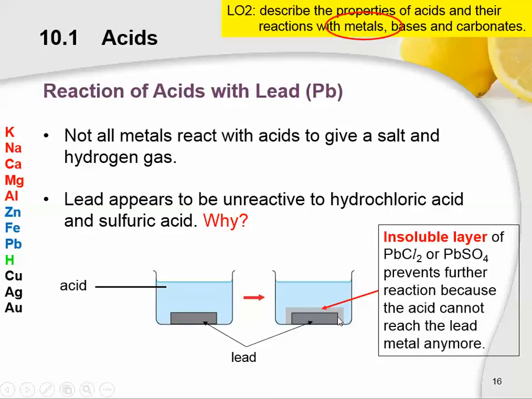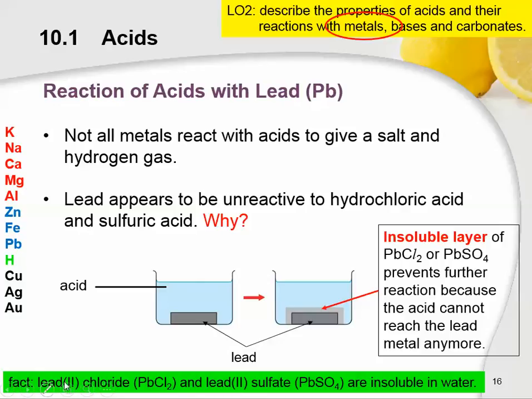And it is this insoluble layer of salt that is produced, preventing further reaction between the acid and the lead because the acid cannot reach the lead metal anymore. So when the acid is outside and the metal is inside, this layer of salt being unreactive will prevent the acid from reacting with the metal. Hence, the reaction will stop. So take note, the fact is lead(II) chloride and lead(II) sulfate are insoluble in water. In the chapter on salt preparation, you'll learn more about soluble and insoluble salts. But meanwhile, just remember that lead(II) chloride and lead(II) sulfate are insoluble in water.